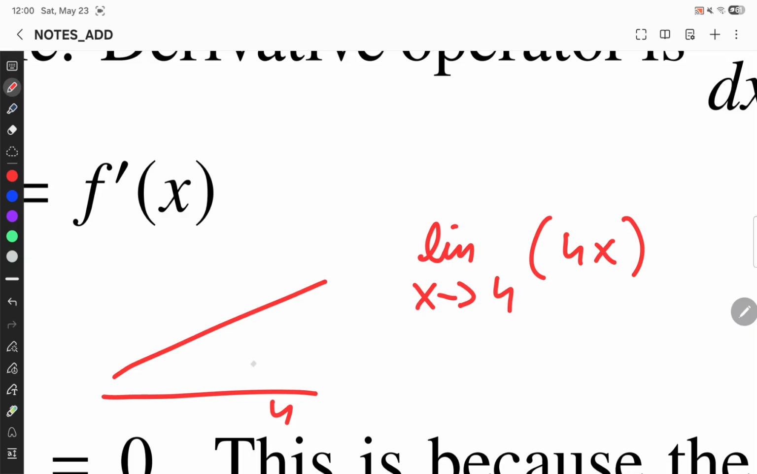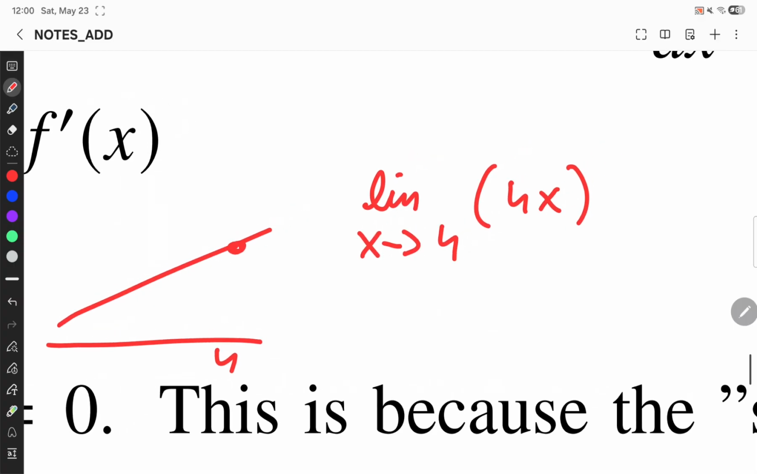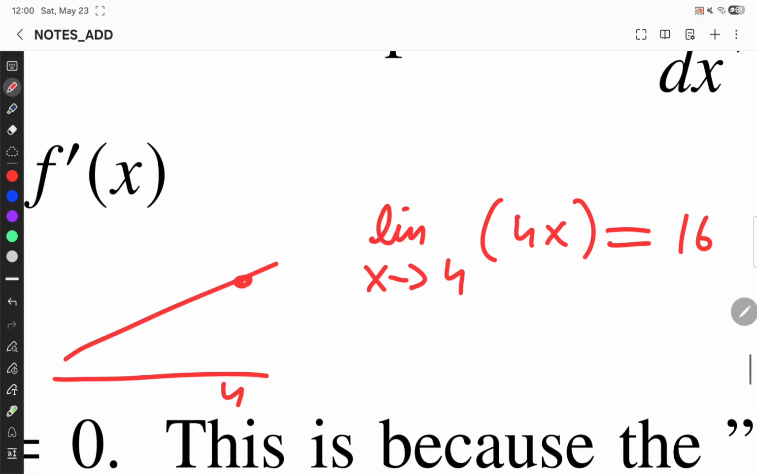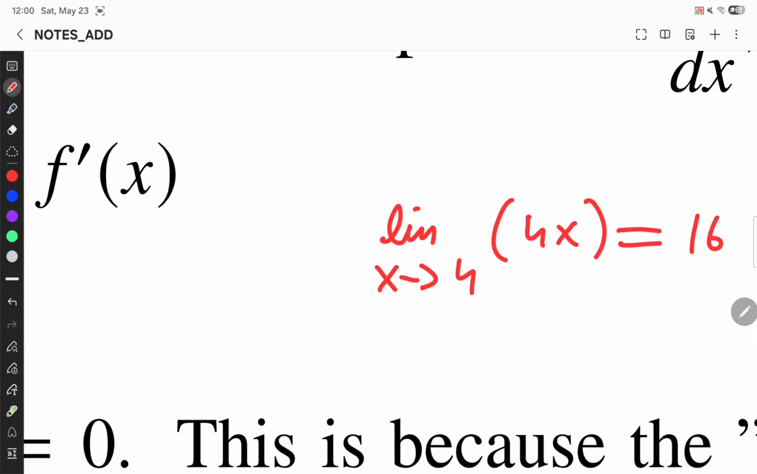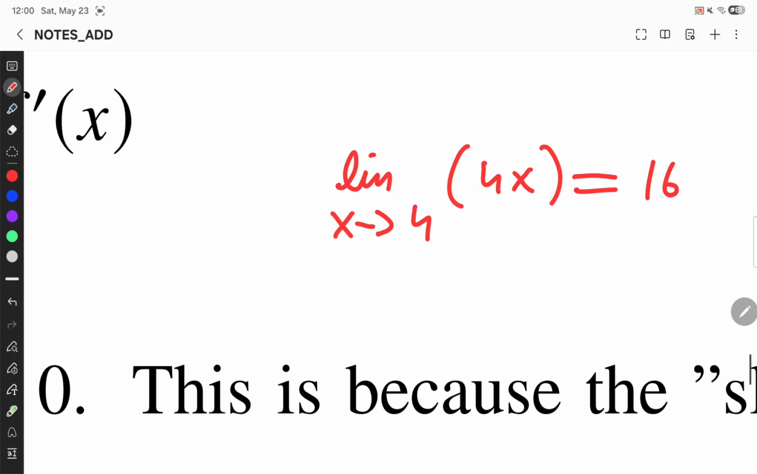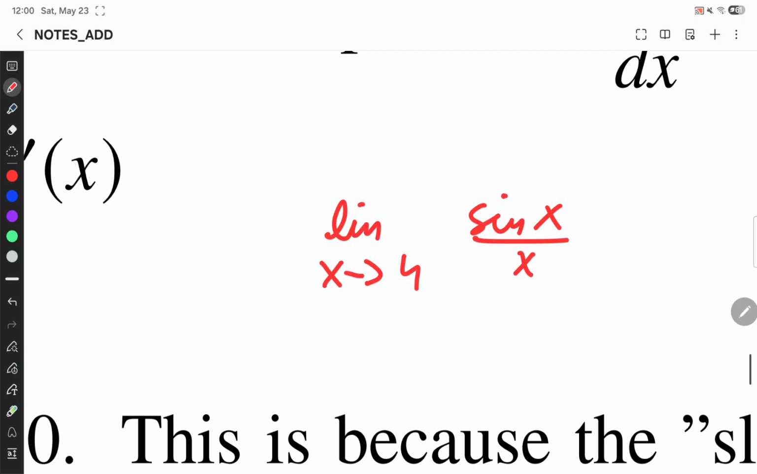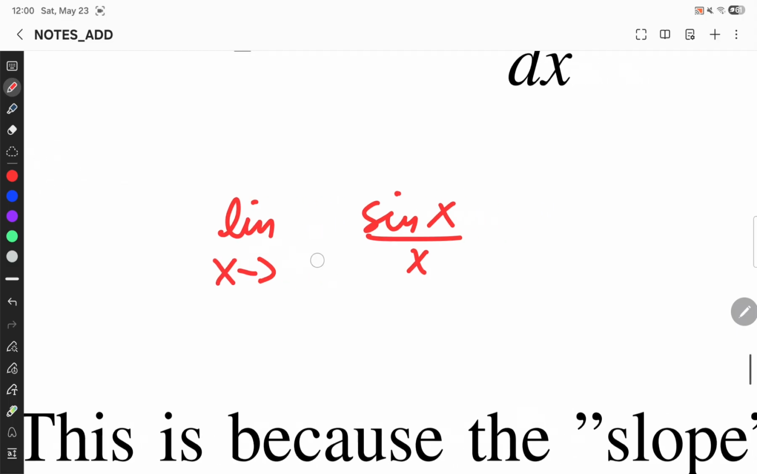As we creep towards this, what is this value going to be? Now normally it will be defined, just plug in 4 and boom, 16. It will creep towards 16. But this is also useful for values which we cannot directly plug in. A famous example is sine of x over x. Now this has an asymptote at x equal to 0. But what if you want to go towards 0, right? So how do you do this?